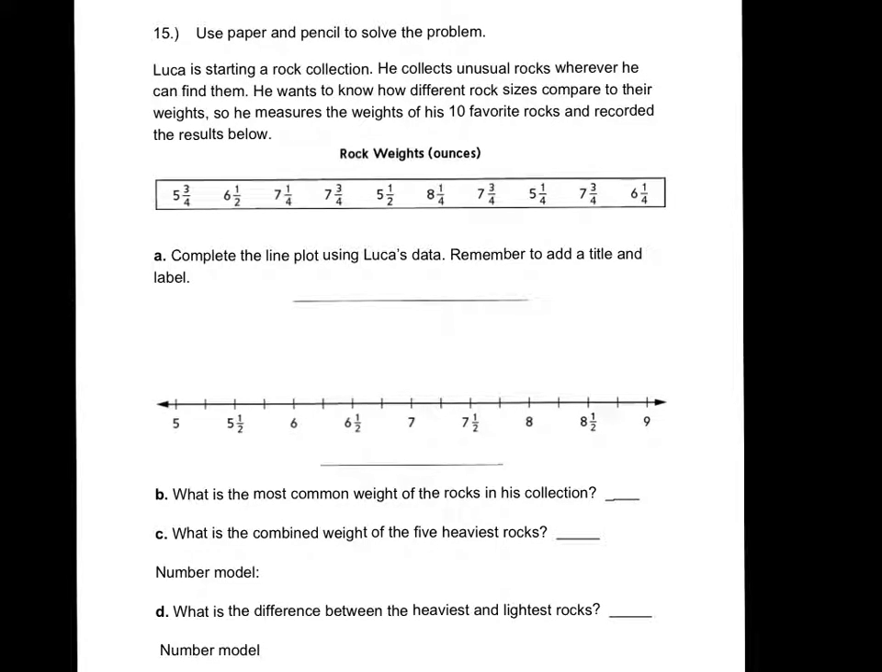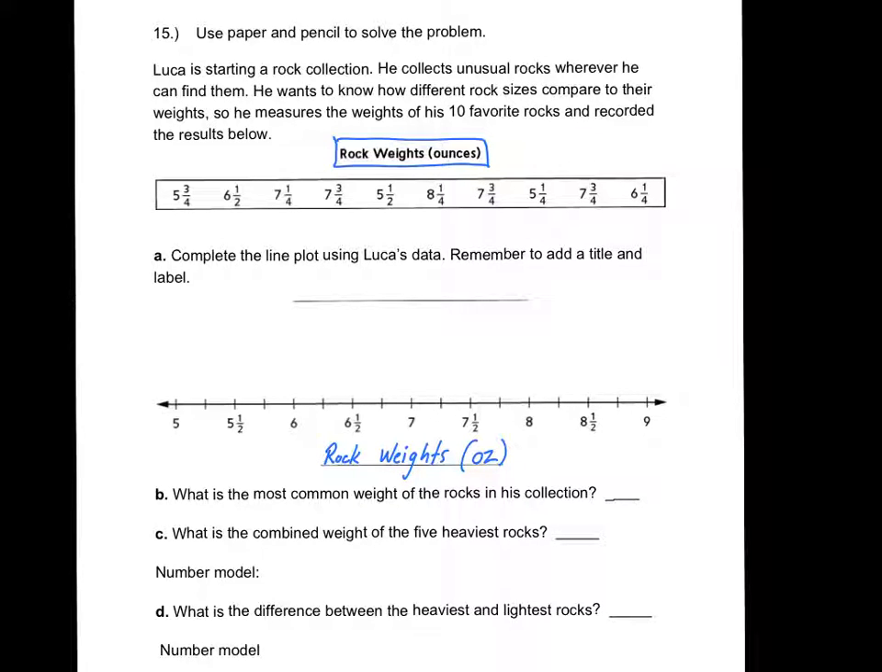So now this is in ounces. As you can see, we have our rock weights. So complete the line plot using Luca's data. Remember to add a title and a label. All right, well, the easy one here, we know that our numbers are the rock weights in ounces, so we can go ahead and take this and rewrite that down here on the line. Rock weights, and the abbreviation for ounces is OZ.